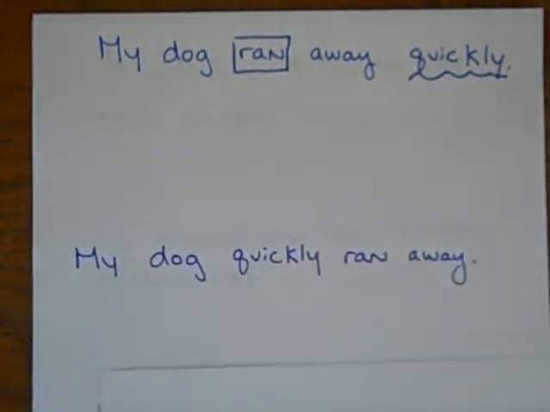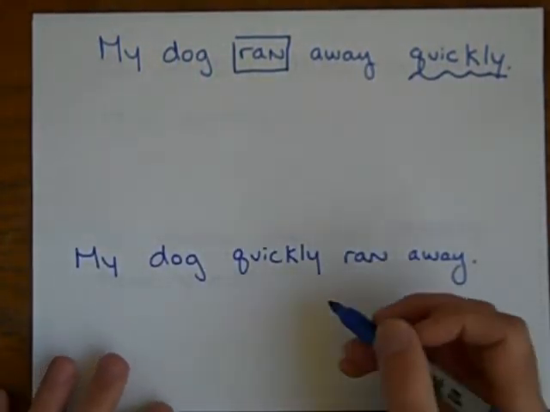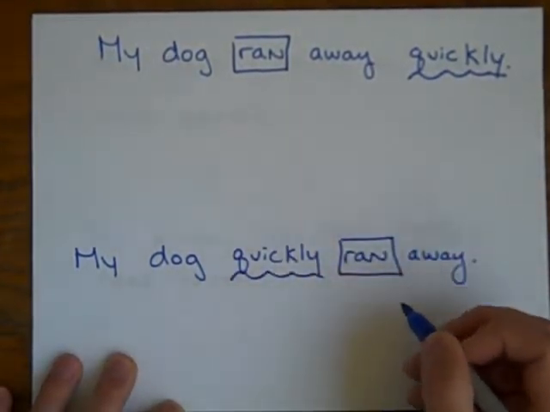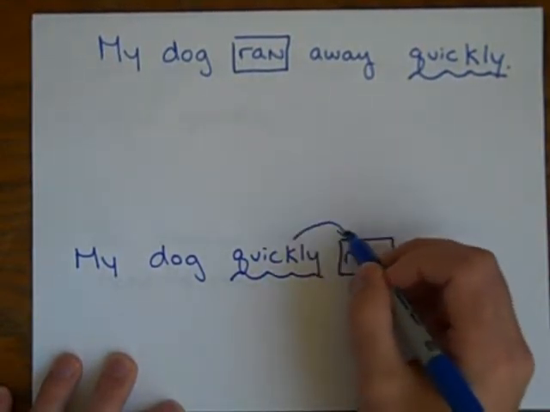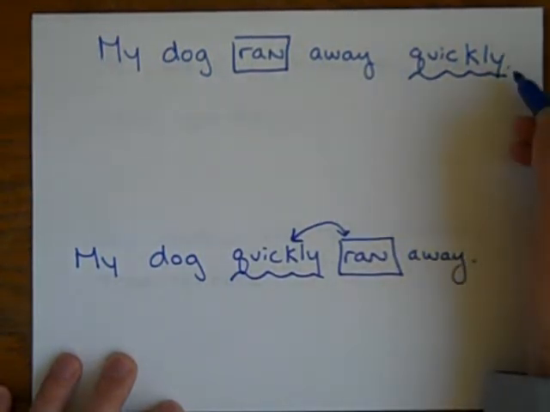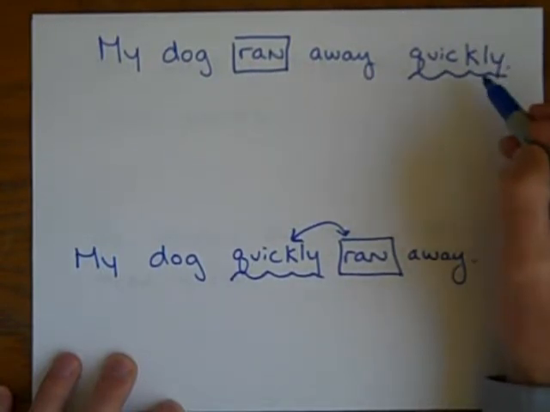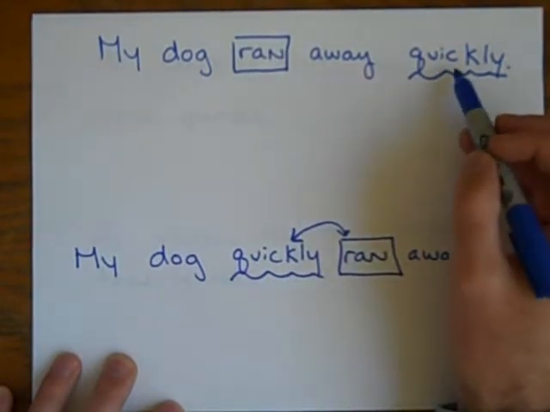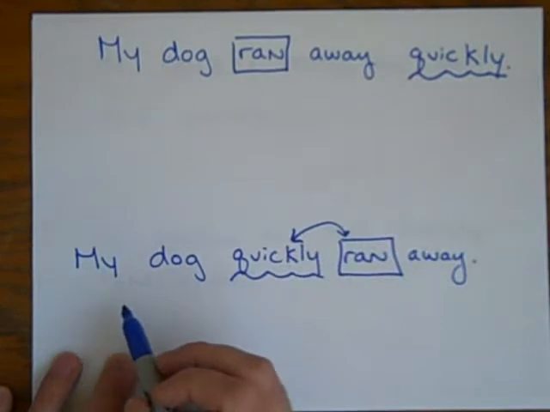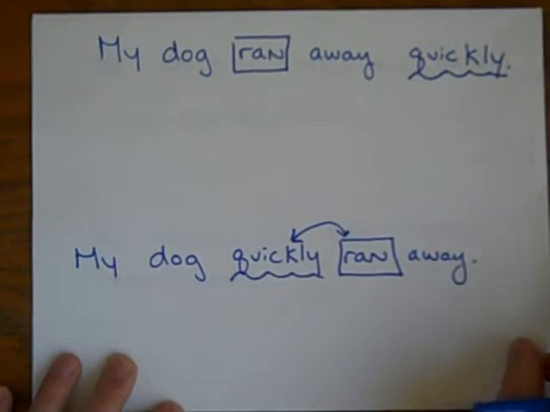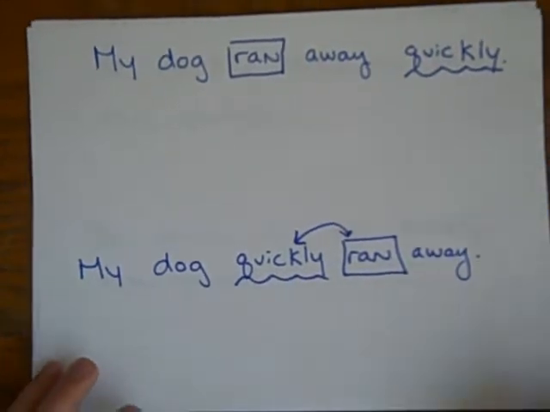If we rearrange those words so that we say, my dog quickly ran away, the verb here is ran, and the adverb is quickly. But now we see that the adverb and the verb are right next to each other. The reason why this makes sense to us is because we know that the only thing that an adverb can modify in this sentence is the verb. So there's no question of what this adverb is modifying. Still, for the meaning of the sentence to be most clear, it's best to stick the adverb and the noun or the verb together. Let's look at another example of this.